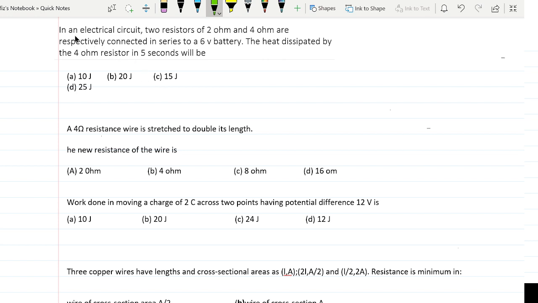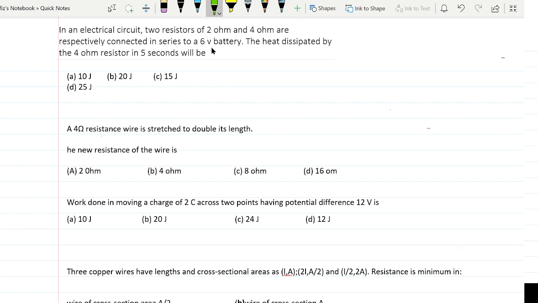Children, you can see here the question is on your screen. You can pause the video and try, and verify whether your answer is right or not. Let's start here. The first question: in an electrical circuit, two resistors of 2 ohm and 4 ohm are respectively connected in series to a 6-volt battery. The heat dissipated by the 4 ohm resistor in 5 seconds will be.